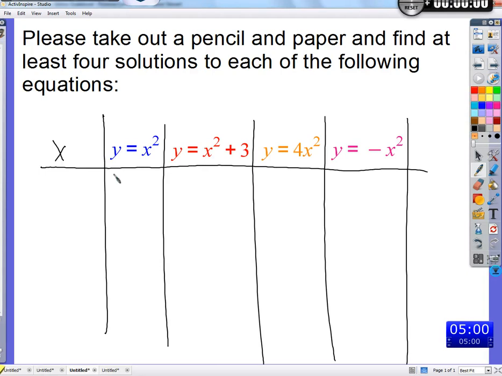Well, first, what does it mean if I ask you to find a solution? What is a solution? What would define a solution? How would you know you had a solution? What's the solution, and how would you know you had a solution?